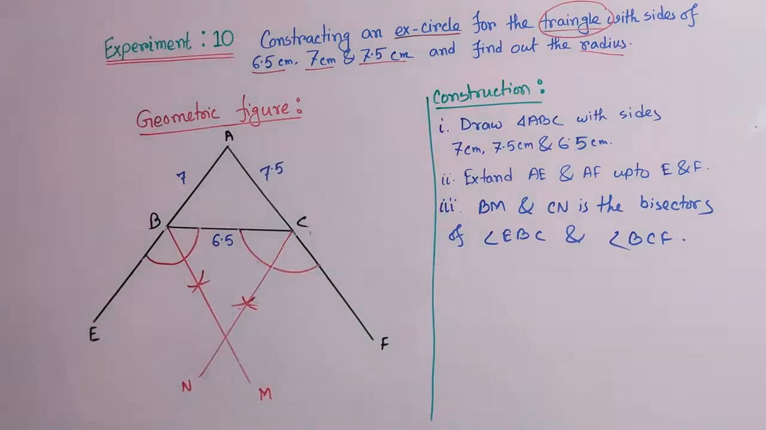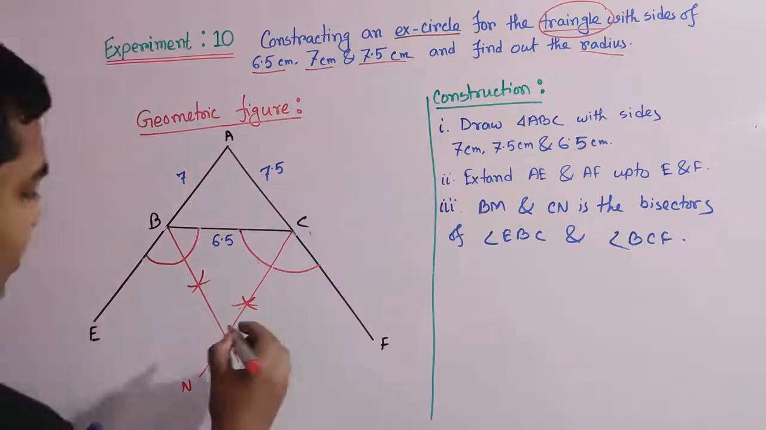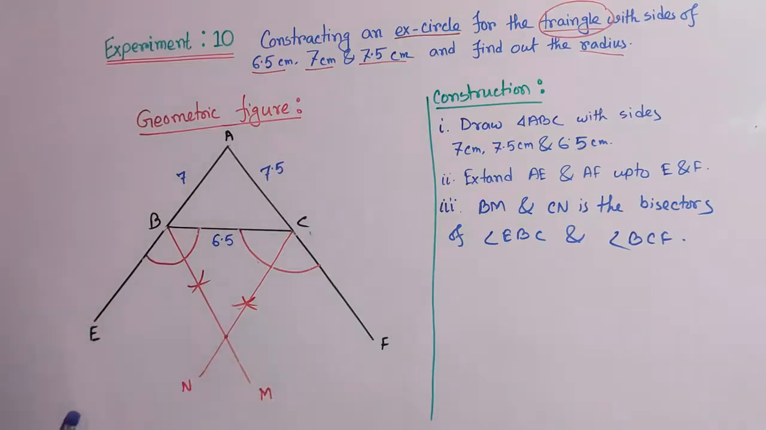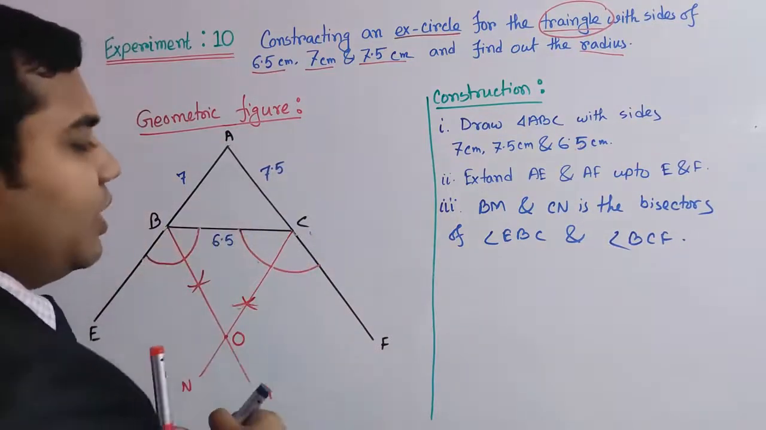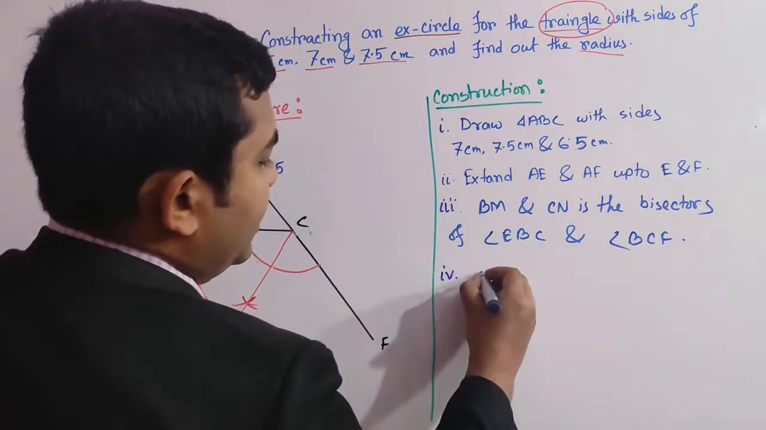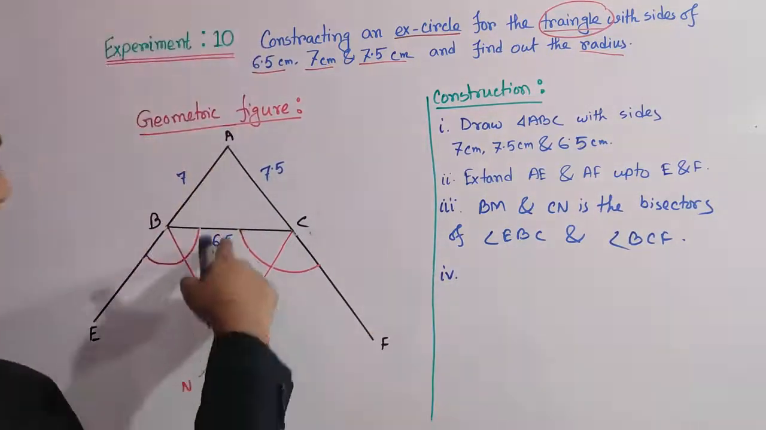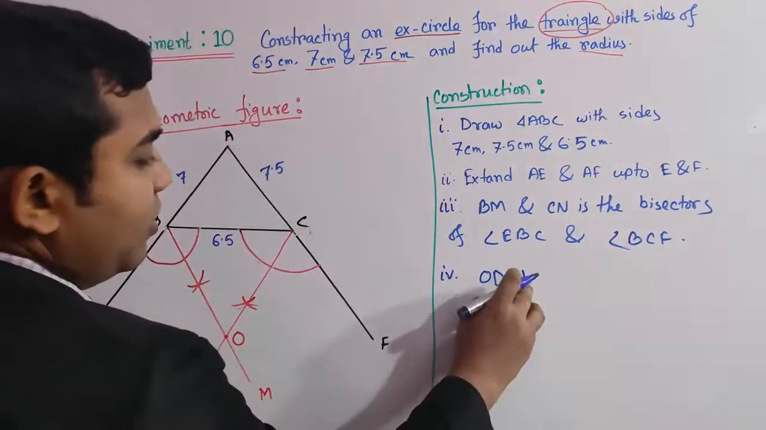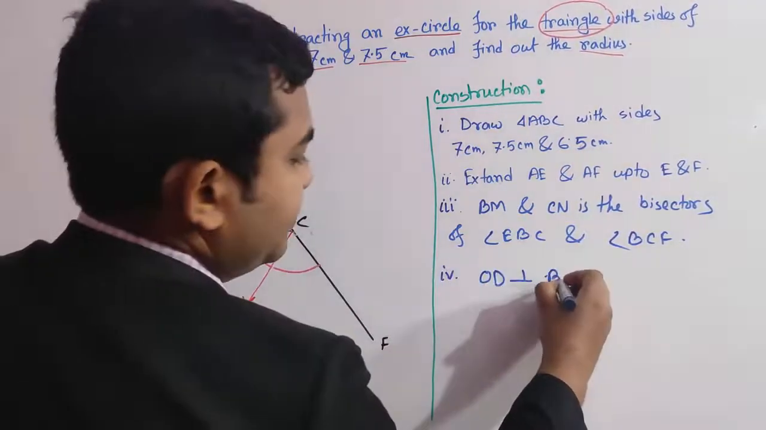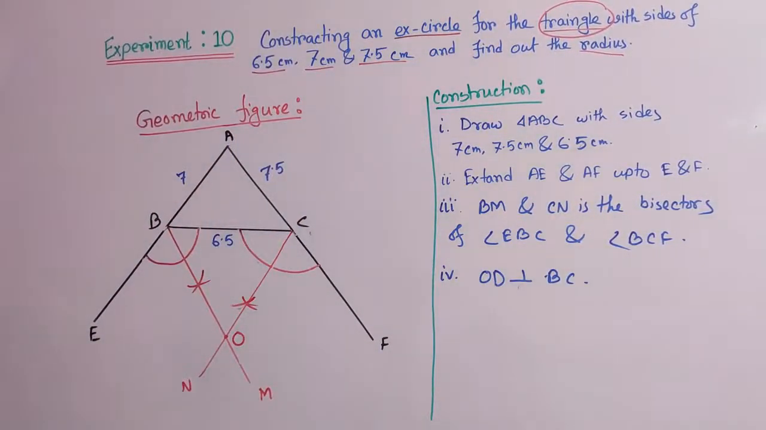Okay, so now we have to go for another step. Here we have found that this is an intersecting point. Say for example, this is our point O. So from O we need to draw a perpendicular line on BC. So we have to draw a perpendicular line, say for example OD. OD will be the perpendicular line on BC. In which way can we do it?